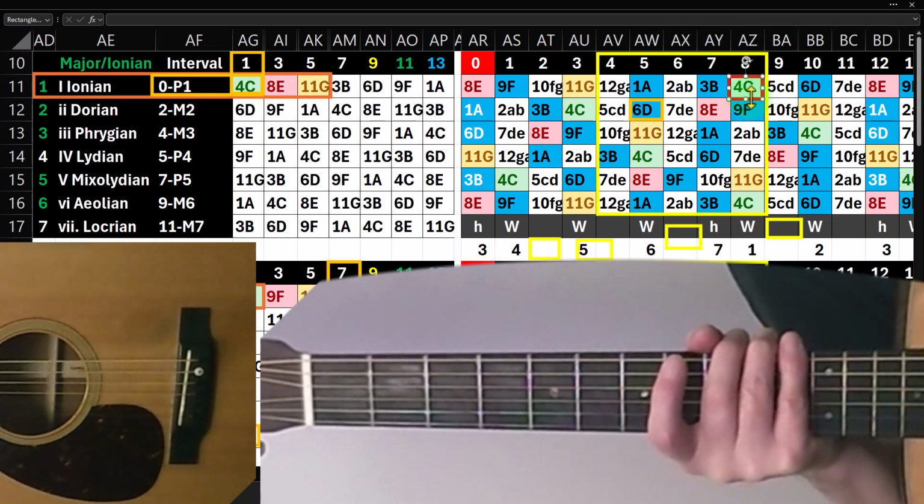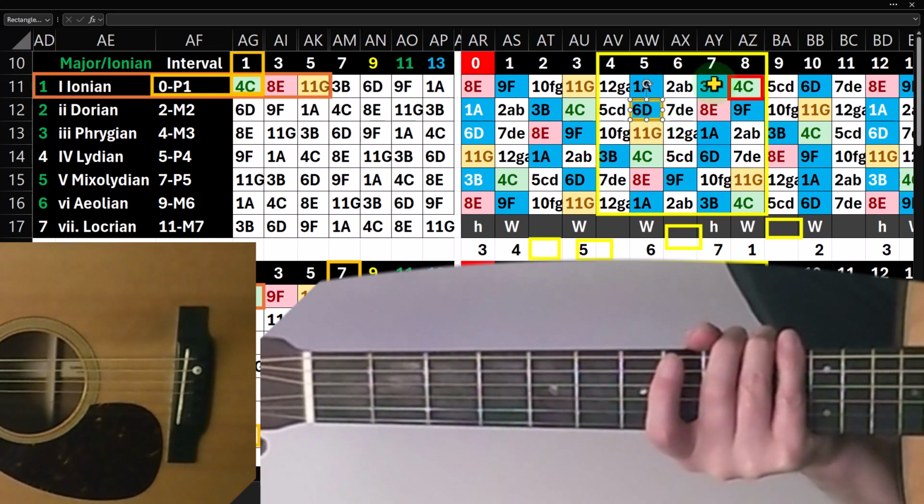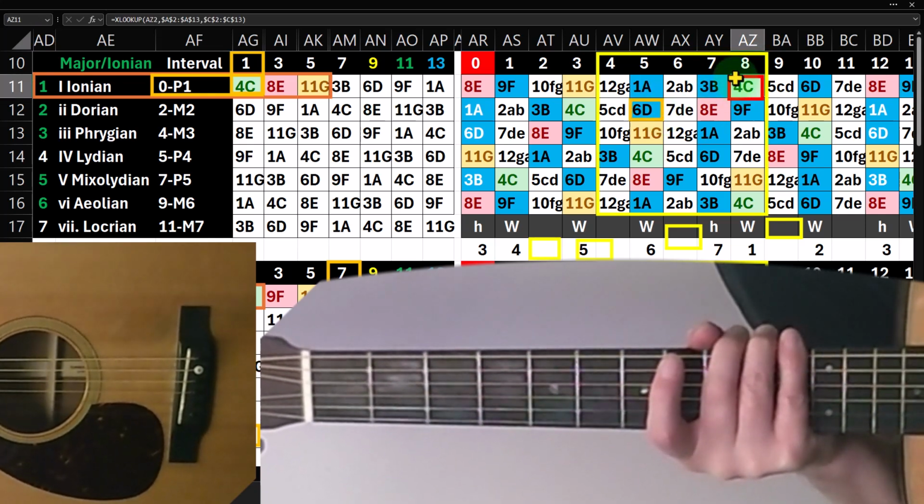So the other thing I'd like to be able to see is the different perspectives between each of the notes. So notice here I'm on the first of the major.